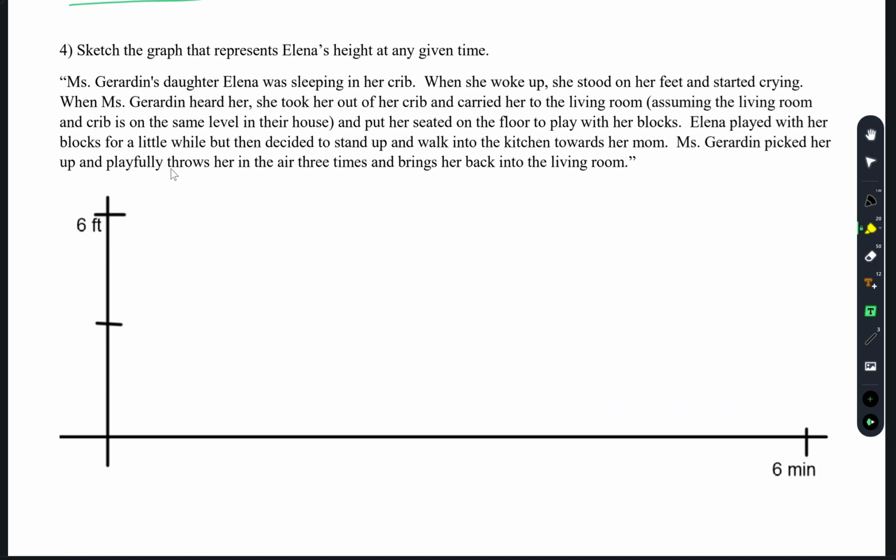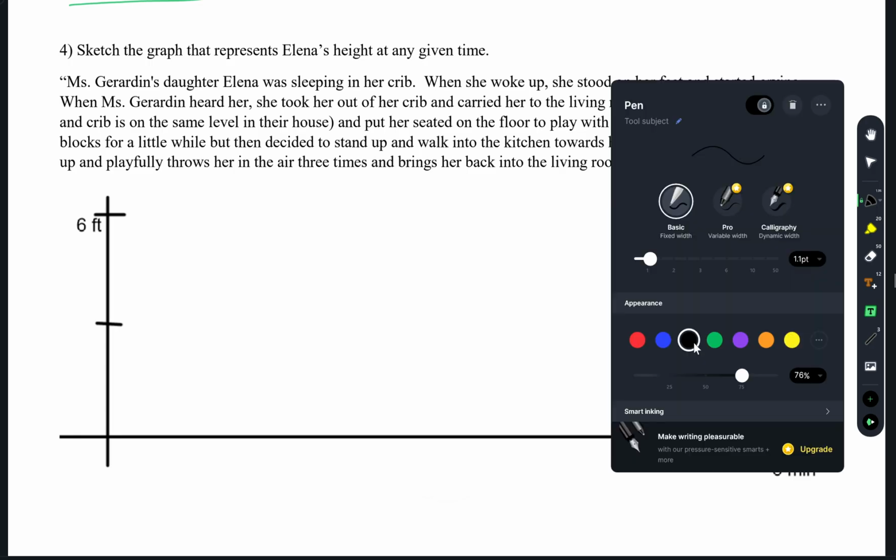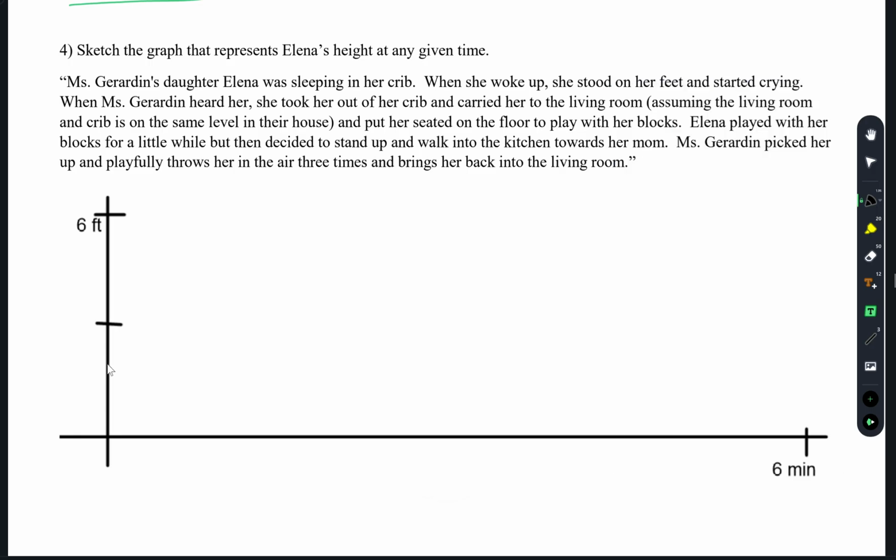All right. I made this question when Elena was little, so there we go. Elena was sleeping in her crib. She woke up. Okay, blah, blah, blah. I have to sketch a graph that represents the height at any given time. Okay. So this is going to make me nervous. So, sleeping in her crib. At the beginning, she's sleeping in her crib. Crib, it's probably right there. So we're going to do sleeping in the crib, okay?